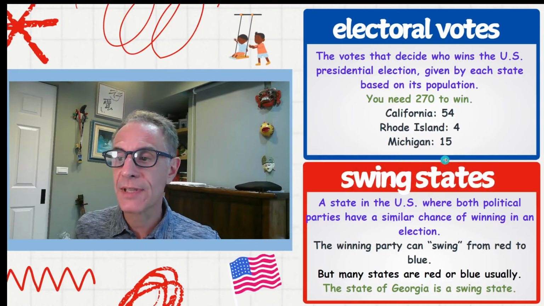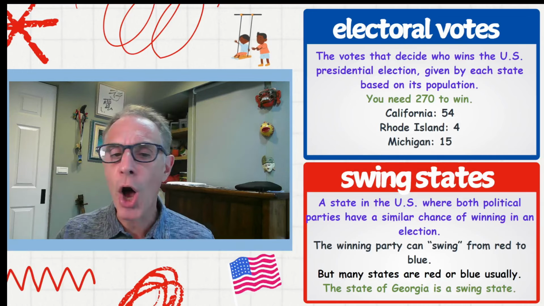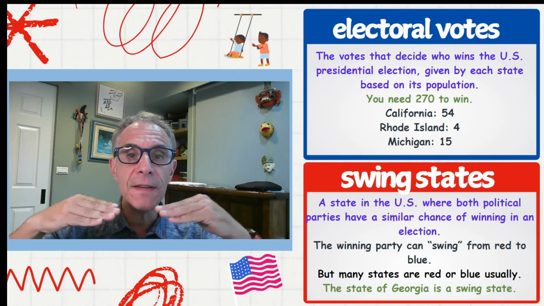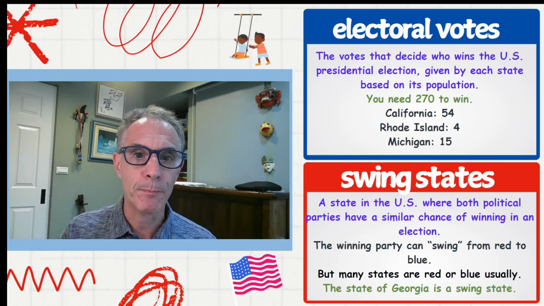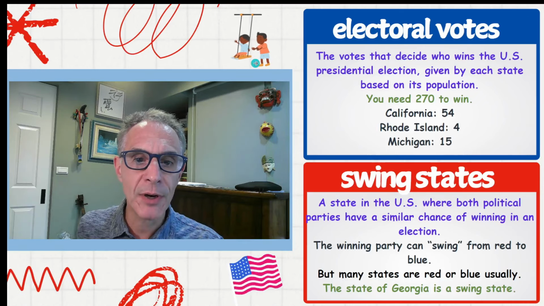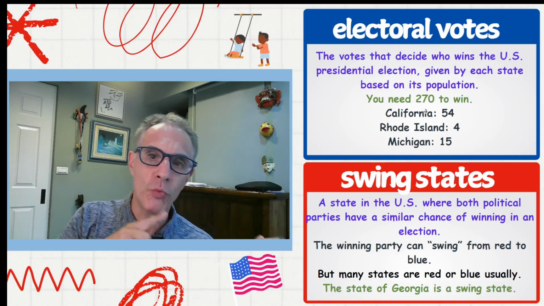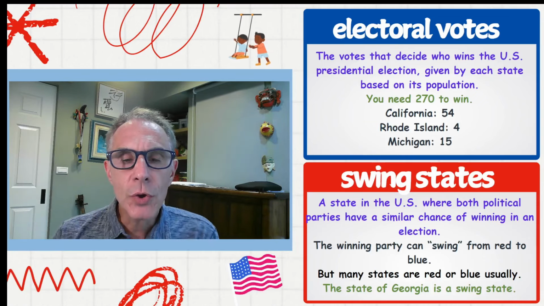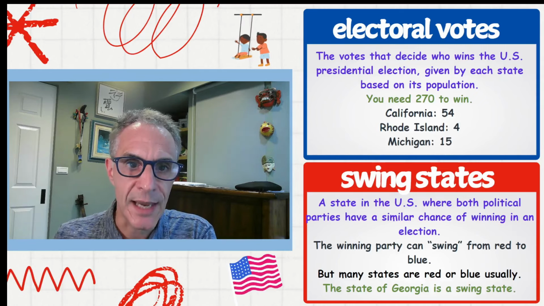Now, some states are very red and some states are very blue. They're always red, always blue. But some states are 50-50, half-half, sometimes red, sometimes blue. Those are called swing states. And if we look up here, here's a swing. Swings go back and forth, like red, blue, like that. So you never know who is going to win a swing state.